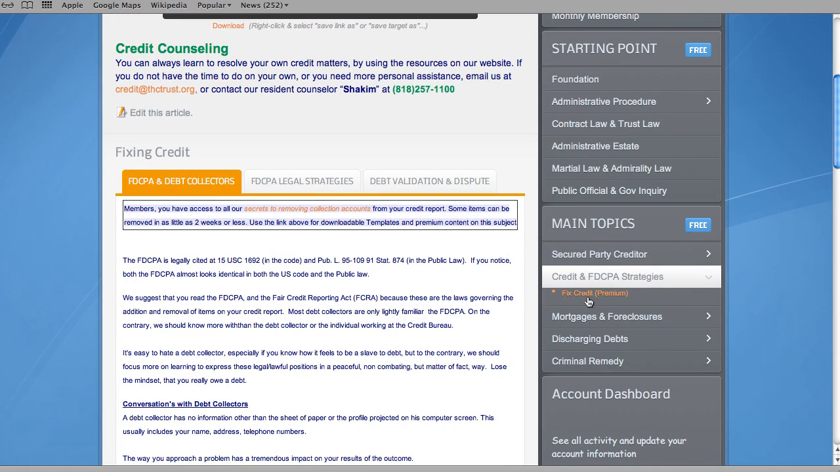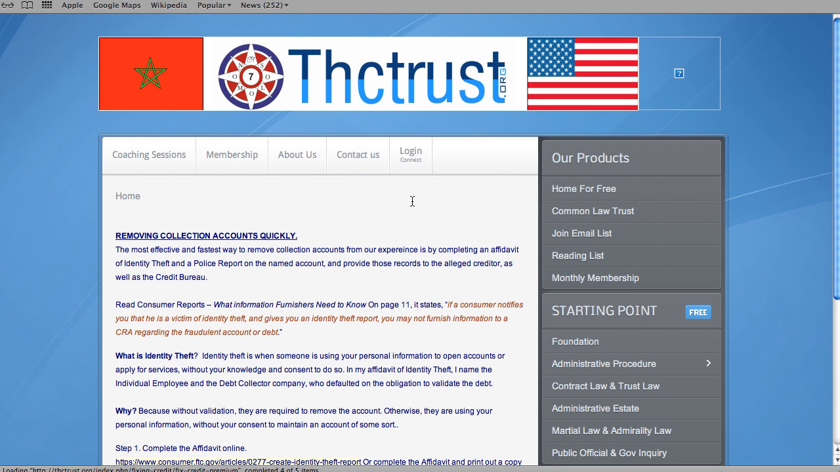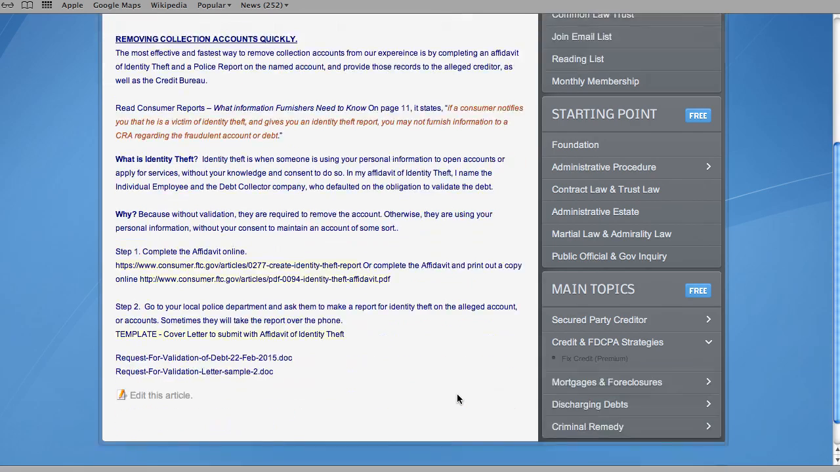But notice down here, now there's a little drop down menu. It says fixing credit. It has premium. So this is where, if you're in a premium subscription group, you would see this. If you don't see this, then you're not in the group. Okay, so that's where you can click this and it'll take you to something specific that you have access to.